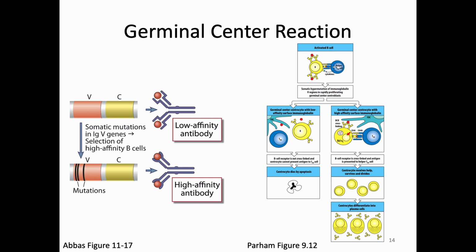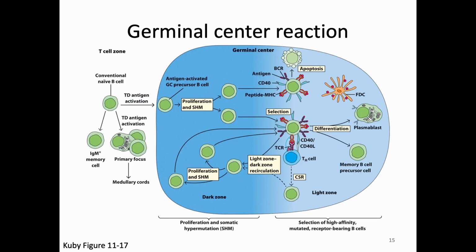Note, we turn off the mutate enzyme before we divide, because we don't want to have our mutator on while we're dividing. That would be bad. We actually go back to the dark zone to do the dividing. If no interaction, the cell dies by apoptosis.